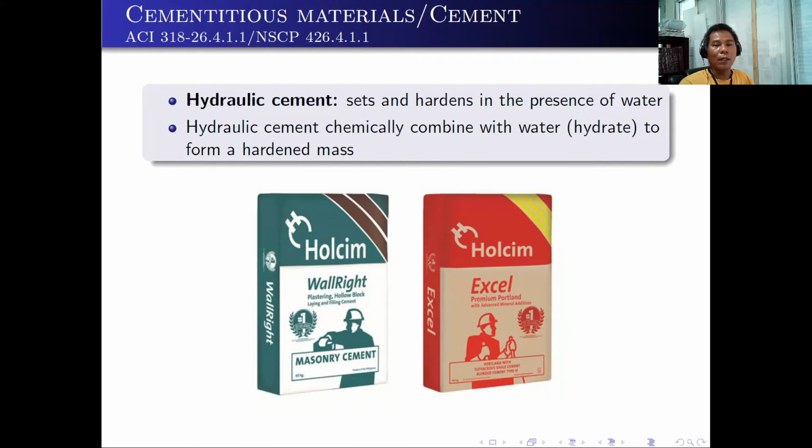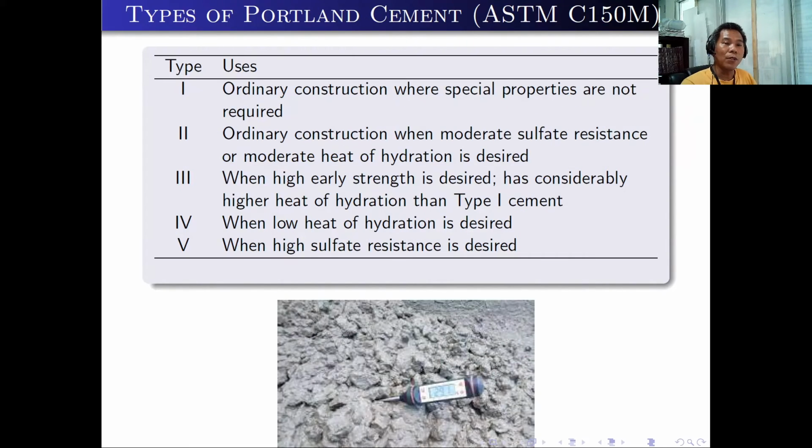Hydraulic cement will chemically combine with water to form a hardened mass. Also, we need to know the types of Portland cement. It is according to ASTM, that is American Standard Testing and Materials, C150. There are 5 types of Portland cement with different uses.